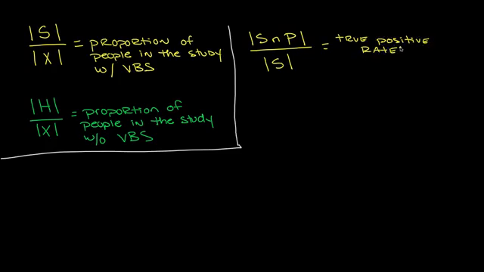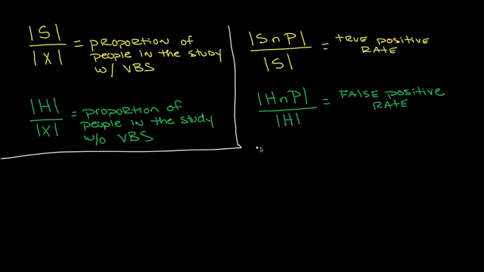A number we would like to be small is, let's look at H intersect P, the cardinality of that divided by the cardinality of H. So in the numerator, we have the false positives, the people who are actually healthy but the test tells them are positive. And in the denominator, we have the people who are actually healthy. This is called the false positive rate. We would like that to be as close to 0 as possible. Often it isn't. And then two other quantities which might make sense.